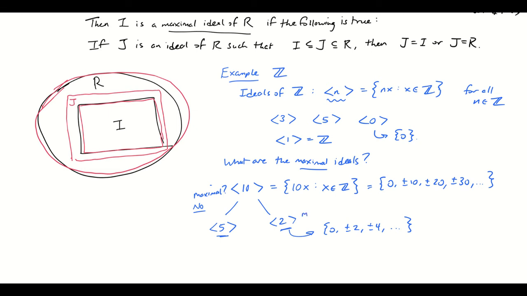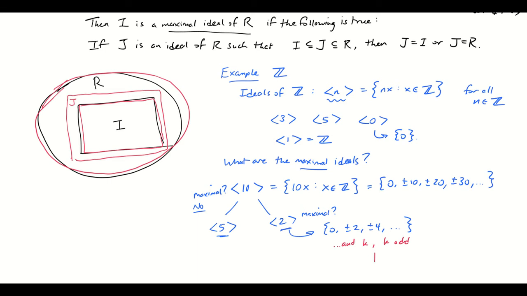Okay, is this maximal? Well, let's think about it. I already have all the even integers in here. So if I want to expand this and get a larger ideal, I'm going to have to include some odd number. So let's just imagine I take this and I stick on some odd number. Let's say I put on some k, where k is odd. Well, if I do that, then here's what's going to happen.